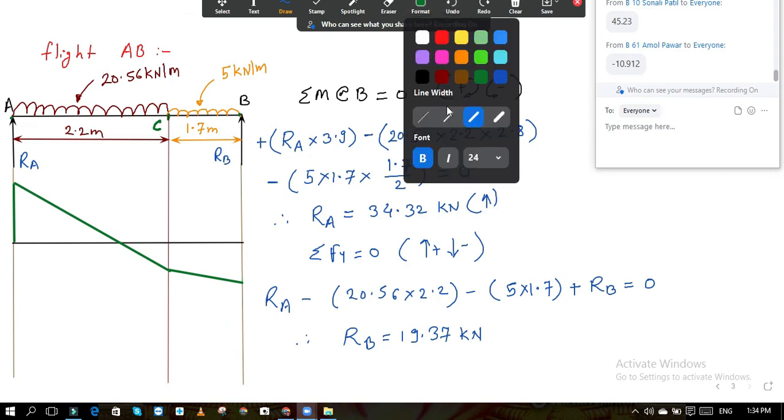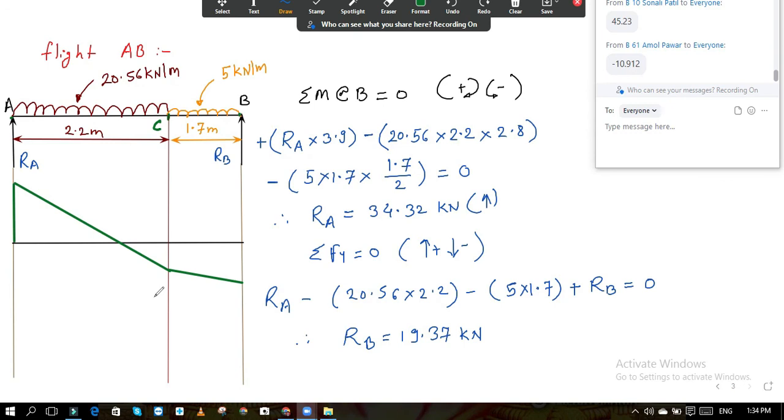This is your SFD in kilonewton. This is 19.37. This is 10.91. And this is 34.30. All these are in kilonewton. Now see, here is the point of zero shear. This is called as point of zero shear.